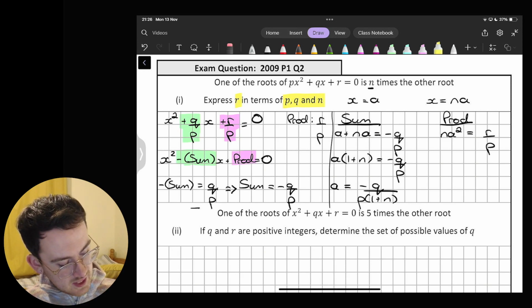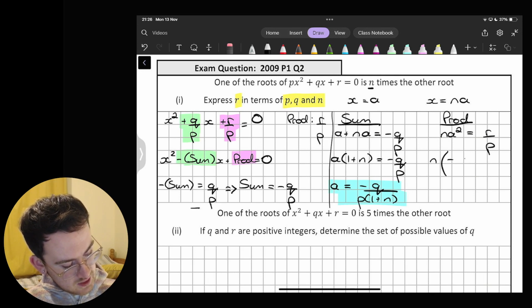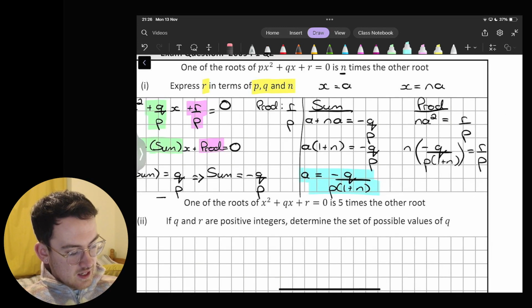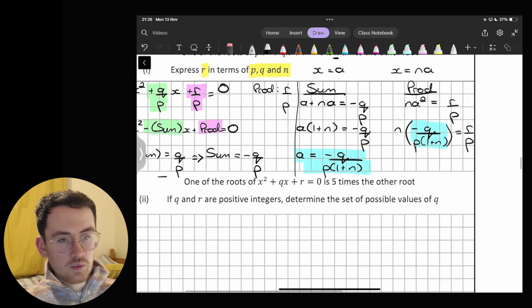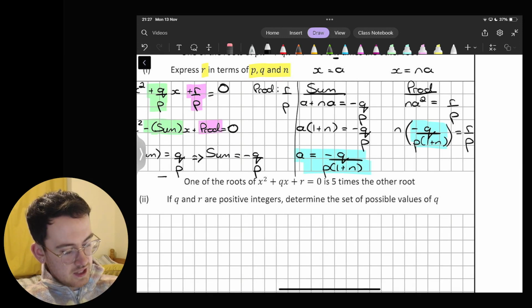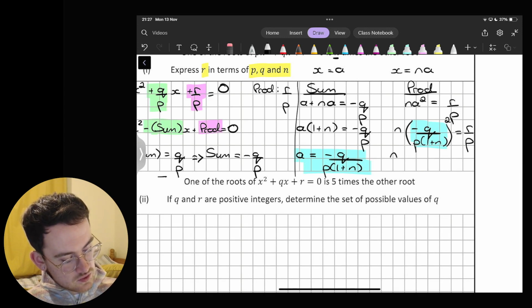Now what I can do with that whole answer is sub that into the right-hand side instead of a. So I'm going to have n times minus q over p times 1 plus n equals r over p. So now we've eliminated a. Let's just highlight that so we can keep track of where we're coming from. We've eliminated a completely, which is the ideal scenario. The only other thing we want to do is express r, making sure that's squared. We wanted to express r in terms of the other letters. So let's just first of all square this side.